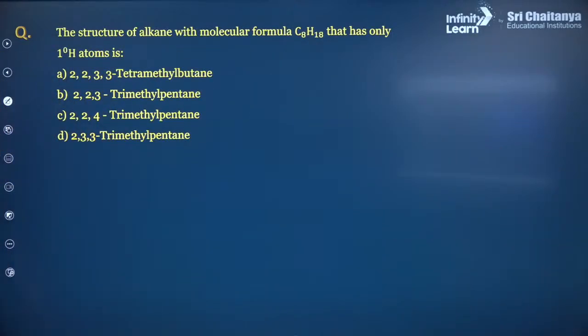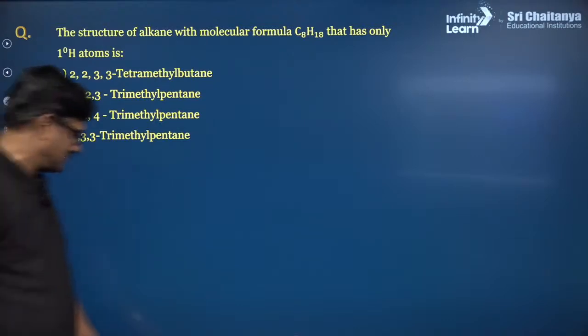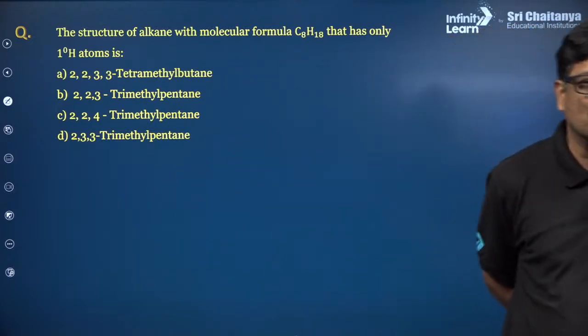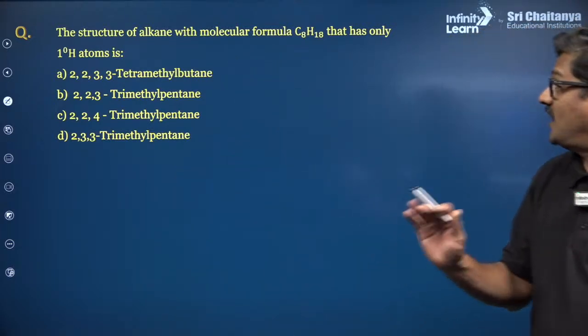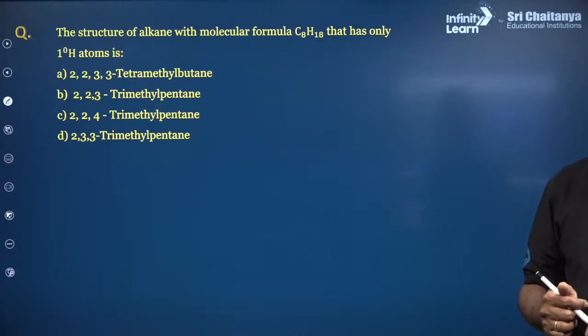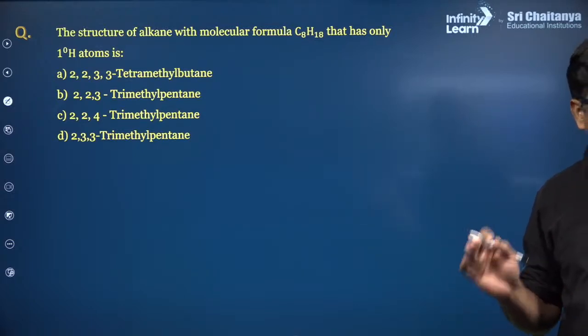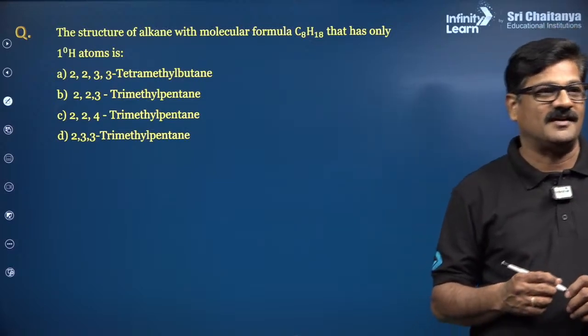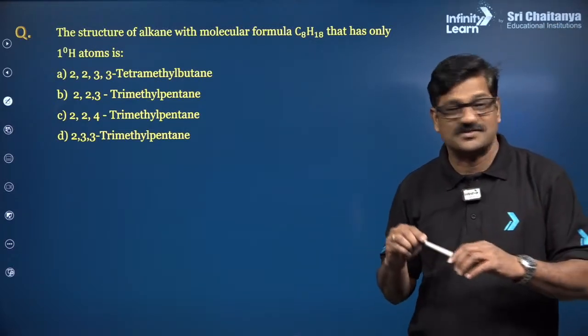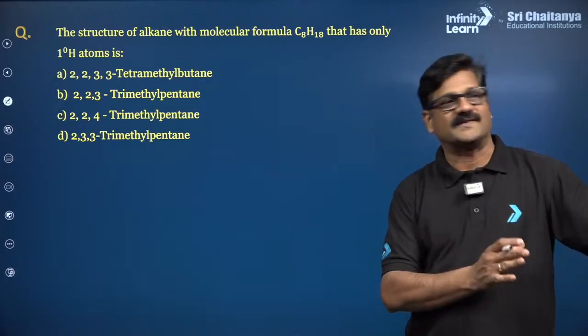The structure of alkane with the molecular formula C8H18 that has only primary hydrogen atoms. So, Ajay Singh, the answer for the previous question is fine. I accept it. And Muhammad Shalah and Rani Maurya, Ajay Singh, Anvita, Kushal, please, Krishna, you participate in the discussion.